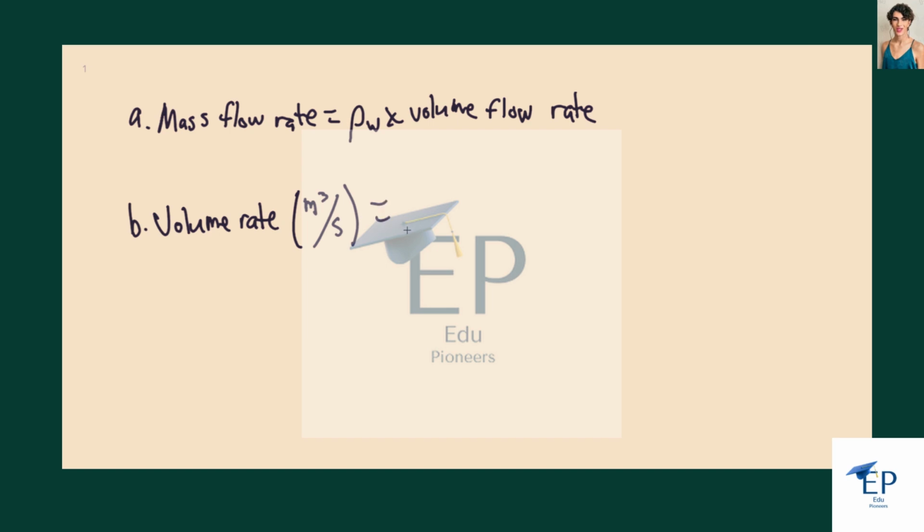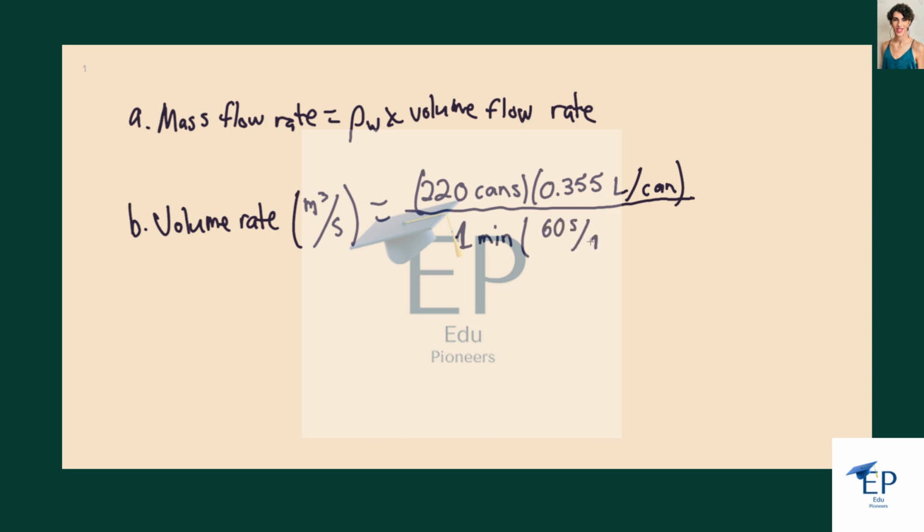And they're helping us out in the sense that they're telling us that they're filling 220 cans, and it's 0.355 liters per can. And then this is happening every 1 minute. And of course, in every minute, there are 60 seconds. So from this, we can say that the volume flow rate is going to be 1.30 liters per second.